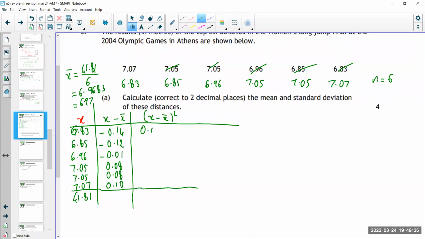And here you get 0.01, sorry, 0.0196, 0.0144, 0.0001, 0.0064, 0.0064, and the last one, 0.0100. And if you add all these together, you get 0.0569. That gives you a mark.